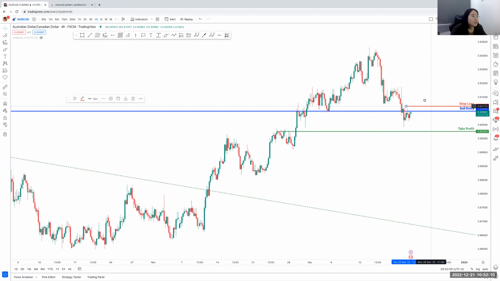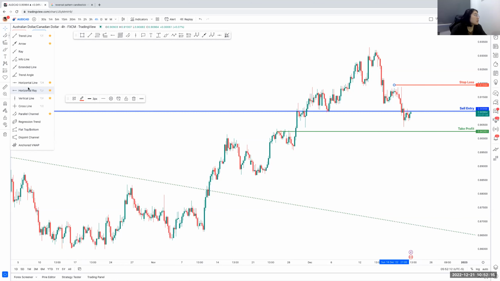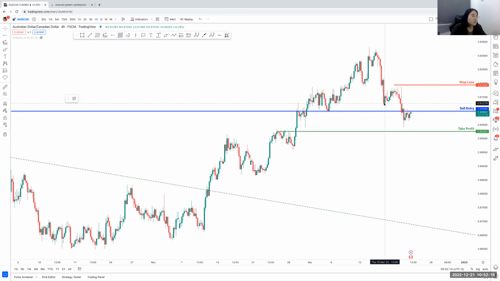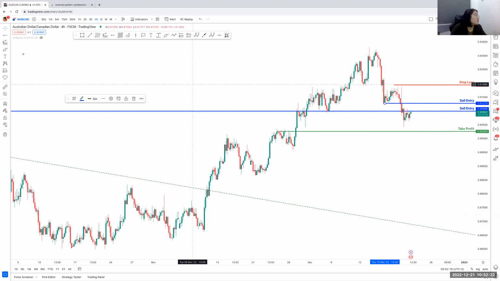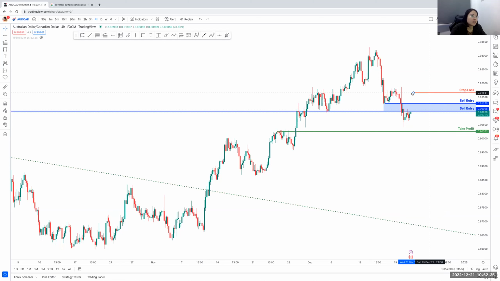So I do think that price is going to go down. It's just that I think there's going to be two entries for the sell. The first entry I think is going to be here, in this range. But this is a very huge range. But I do think this is the sell entry for AUD CAD.